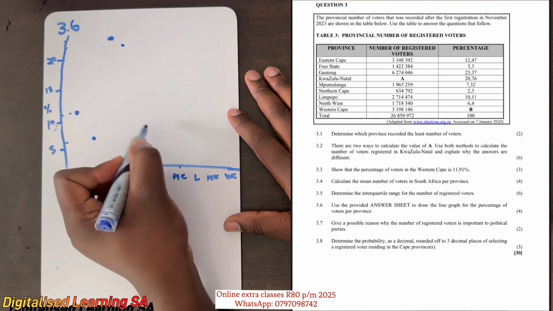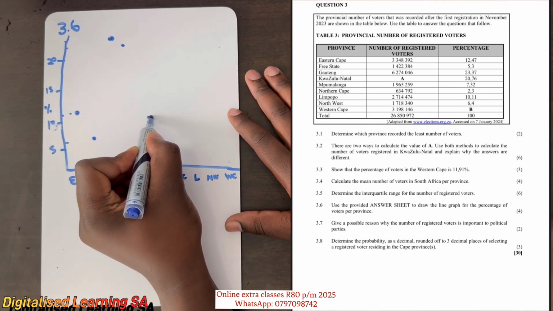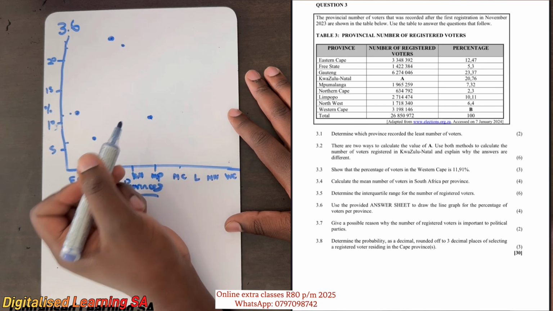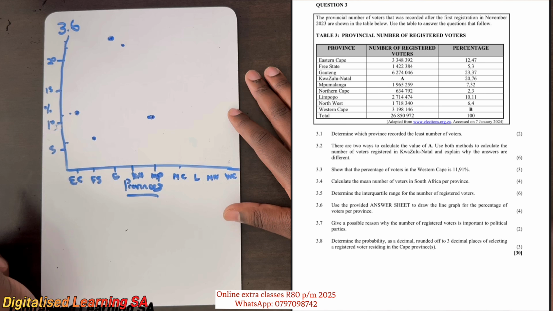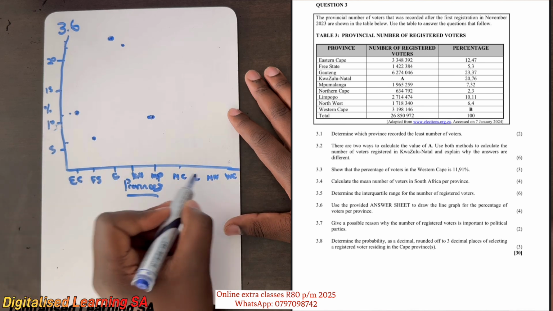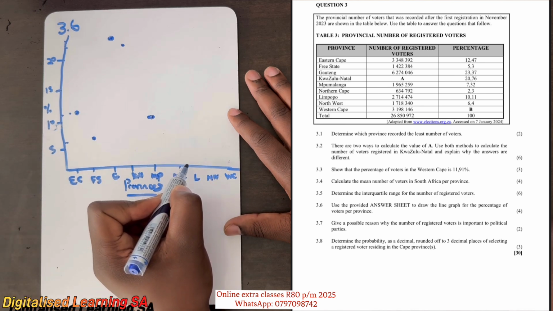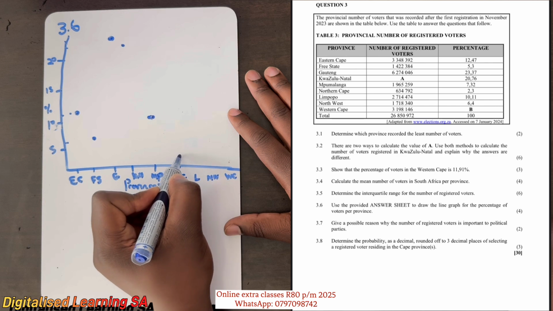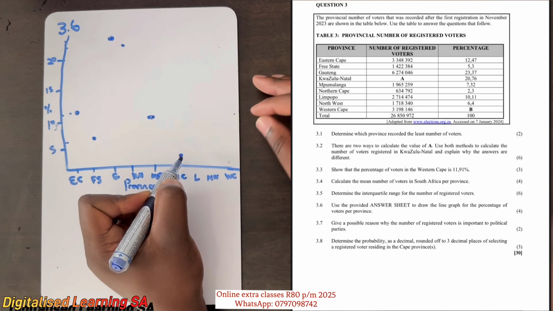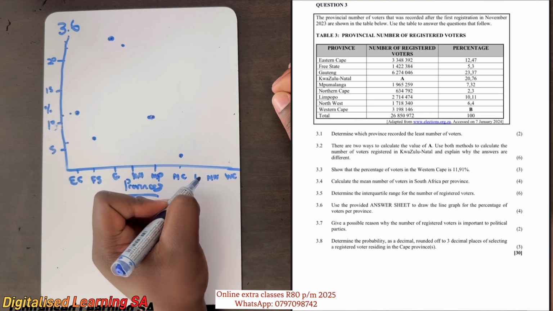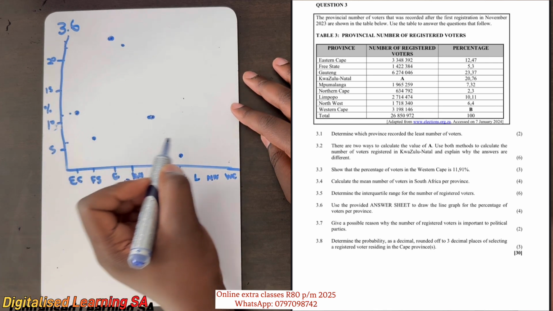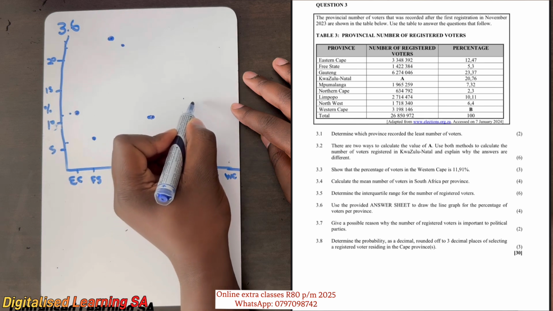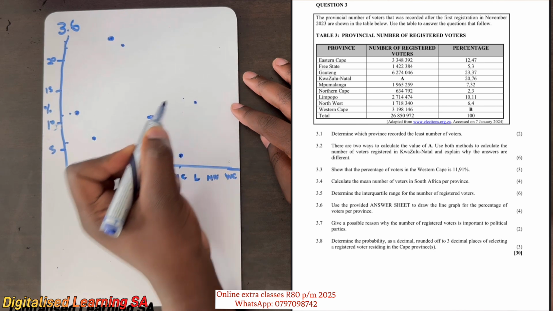So Mpumalanga will be somewhere here, yes. And then next we will have Northern Cape, which is 2.3. So Northern Cape will be somewhere here. And then next we will have Limpopo, which is 10.11. So 10.11 will be somewhere here. So we'll just come and say 10.11.